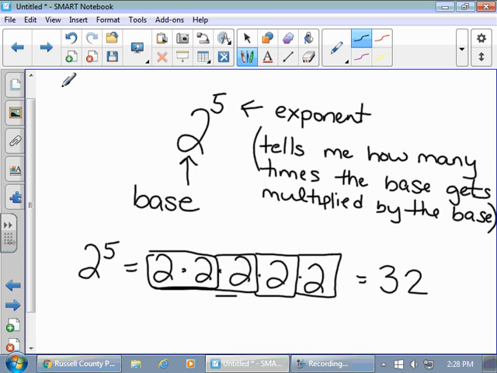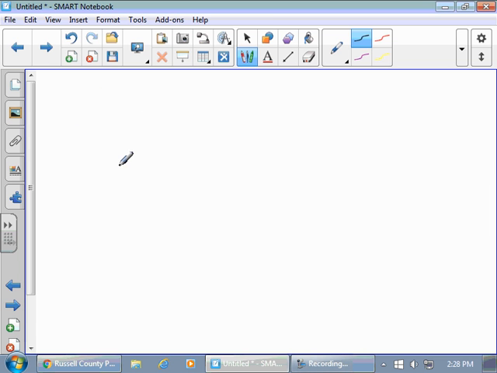Right. All right, let's look at another one. Let's say I have 3 to the 4th power. When they ask for expanded form, they want you to write out what it looks like first. So I'm going to multiply the base by itself how many times? 4 times. So what is that going to look like? So there's my expanded form. So 3 times 3 times 3 times 3.